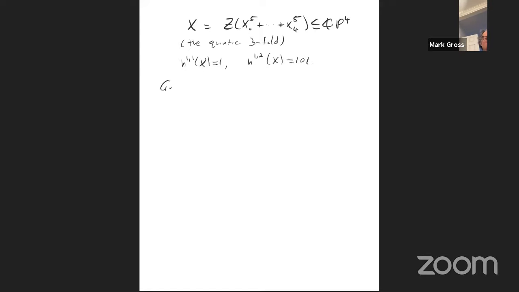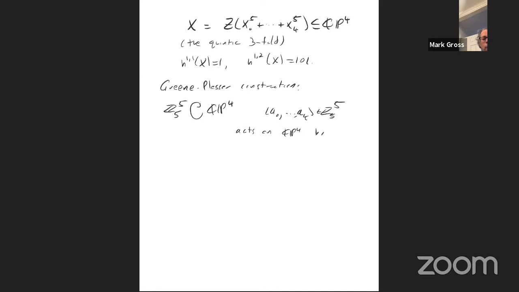And then we have the Greene-Plesser construction. Where you consider the group Z5 to the 5th acting on CP4 by multiplication by 5th roots of unity. So (a0 through a4) in Z5 to the 5th acts on CP4 by a point with coordinates, let me be consistent, x0 through x4 goes to c to the a0 x0 through c to the a4 x4, where c is equal to e to the 2 pi i over 5, a primitive 5th root of unity.